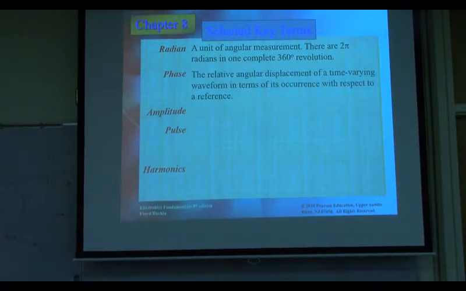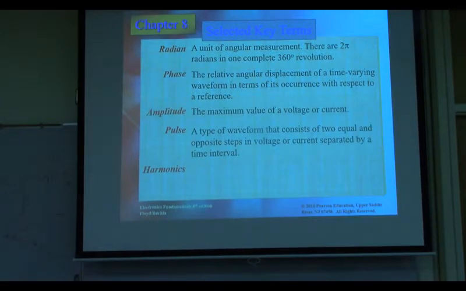Amplitude, that's the maximum value, right? And the pulse, a type of waveform that consists of two equal and opposite steps in voltage or current separated by a time interval. Is this a square wave?